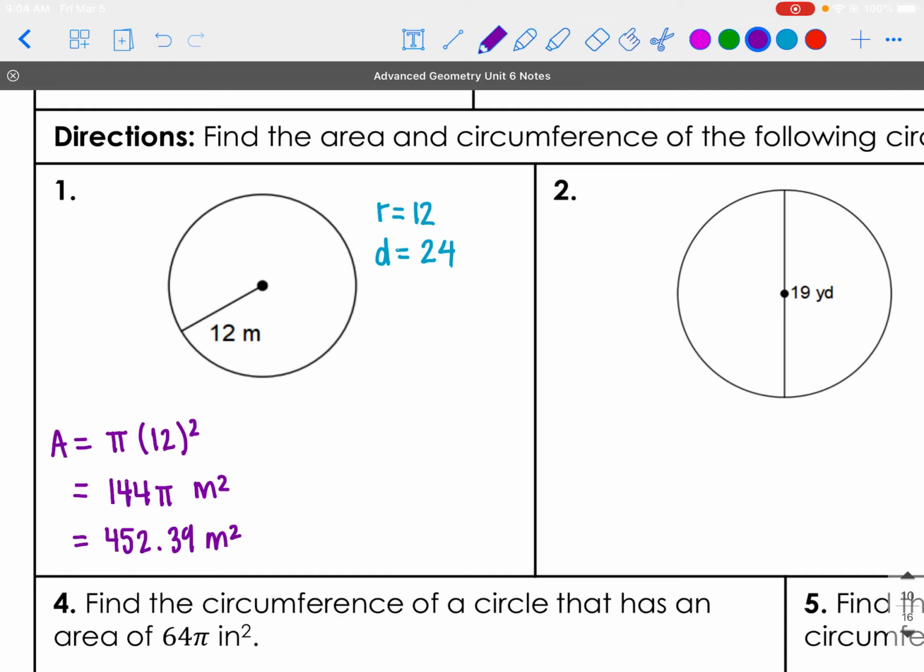And that button is, you have to click second, and then you click the caret button, which is the one right above the divide sign. And you should see the blue pi symbol showing up there by that button. Now the circumference is pi times the diameter. So we could just say 24 pi meters. Or if we are rounding, 24 pi is 75.40 meters.